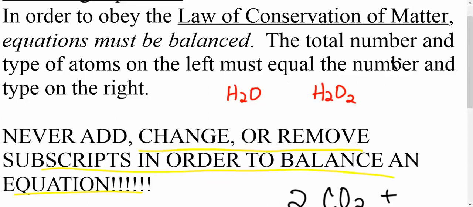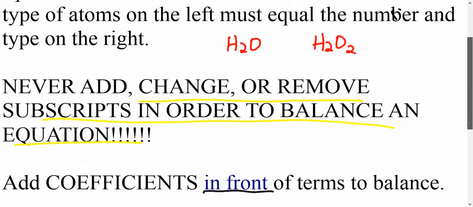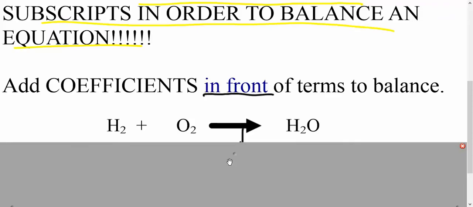We balance by adding coefficients in front of the terms. Add coefficients, which are big numbers, they go in front of the terms. Like, now here's an equation. H2 plus O2 yields H2O. Hydrogen by itself exists in a molecule with 2 hydrogen atoms. Oxygen, when it's pure, exists in a molecule of oxygen atoms with 2 atoms present. But there's a problem with this. Let's look at the model.